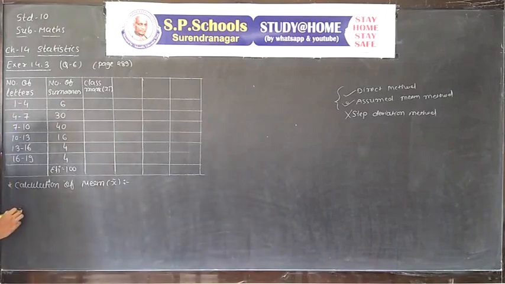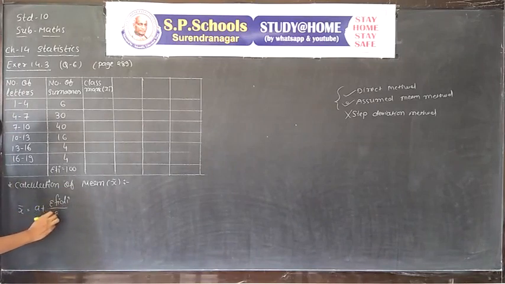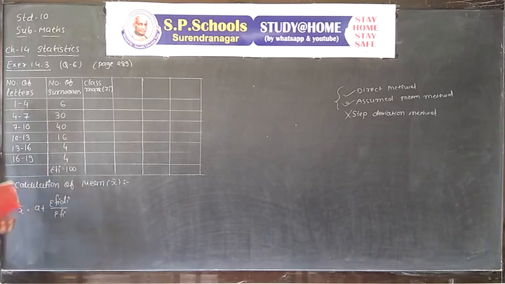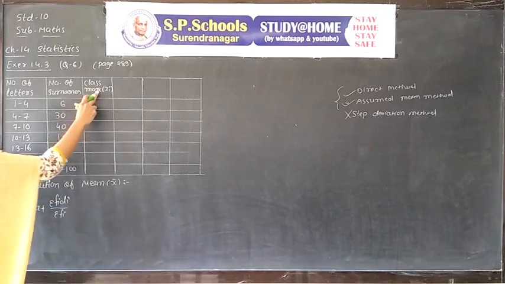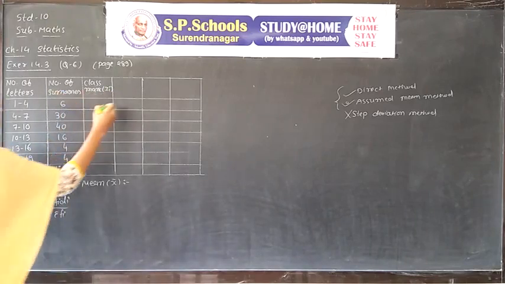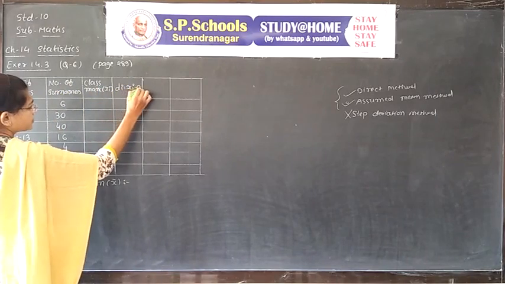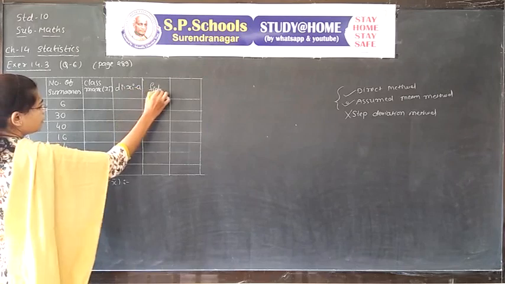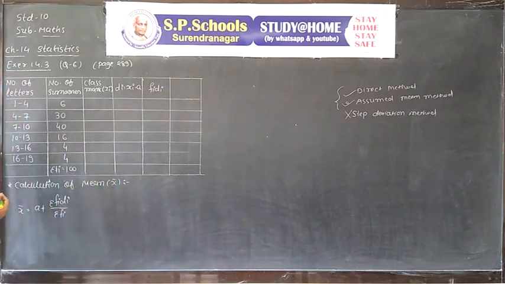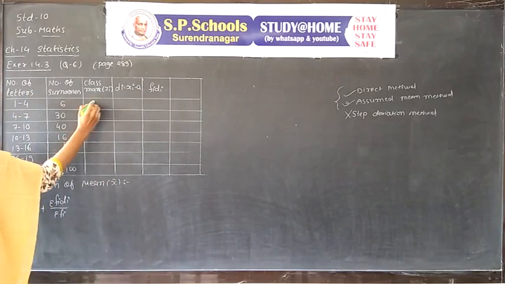First write the formula. X bar is equal to A plus sigma fi di upon sigma fi. The sigma fi is here. The third column is for class mark. Then the next column is for di. di is equal to xi minus A, and the last is fi into di. To find the class mark, add the lower limit and upper limit: 1 plus 4 is 5, divided by 2, which is 2.5.